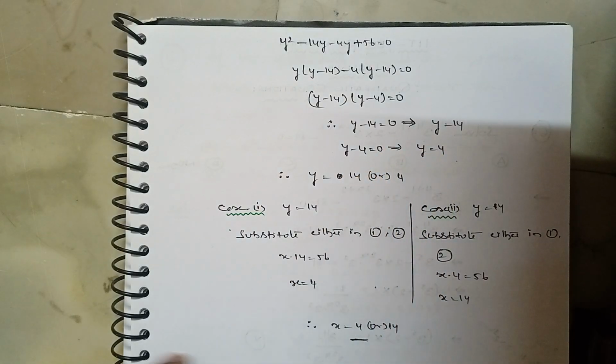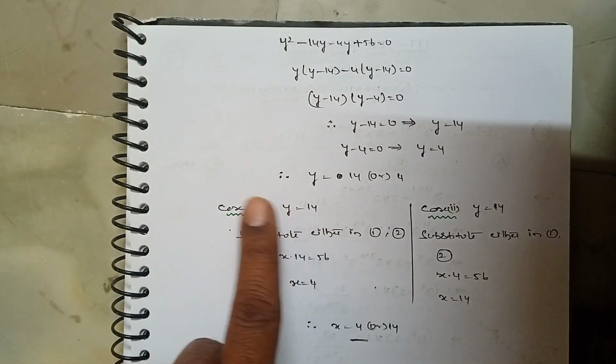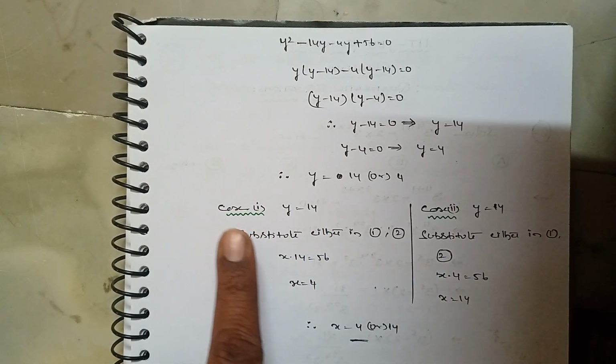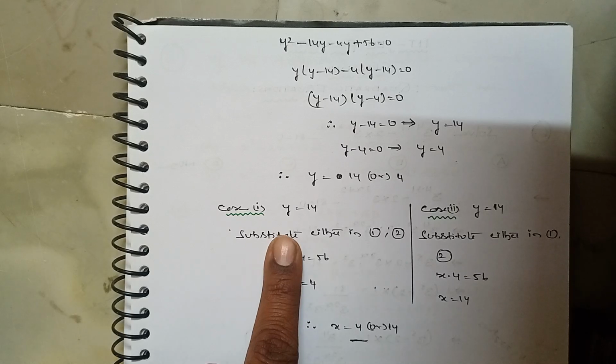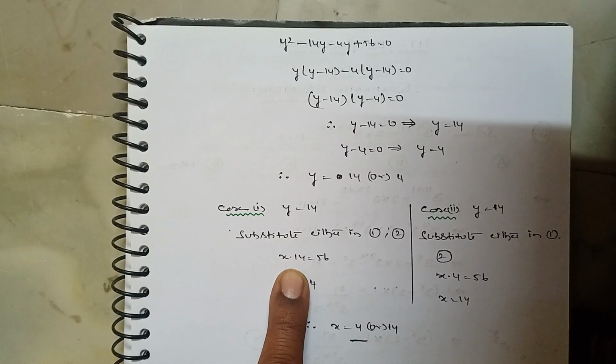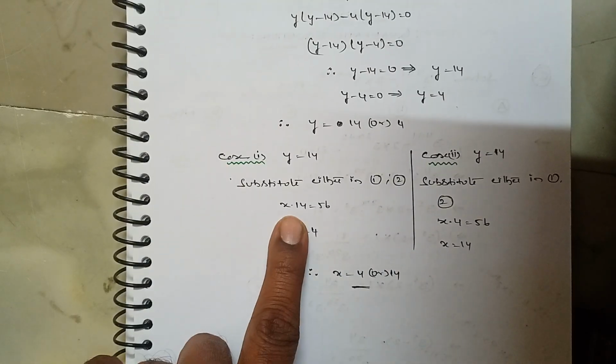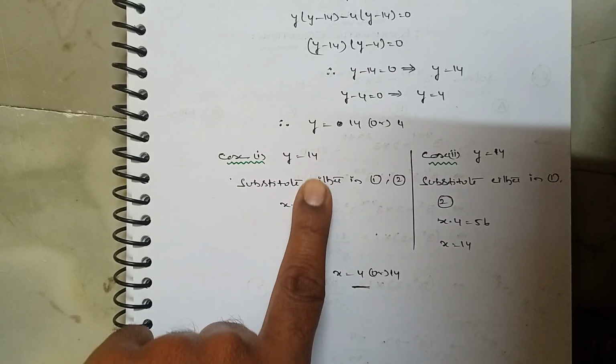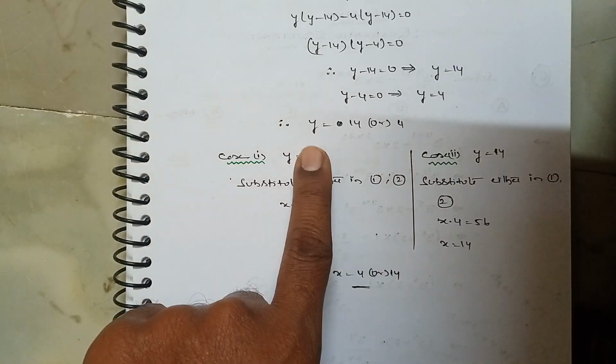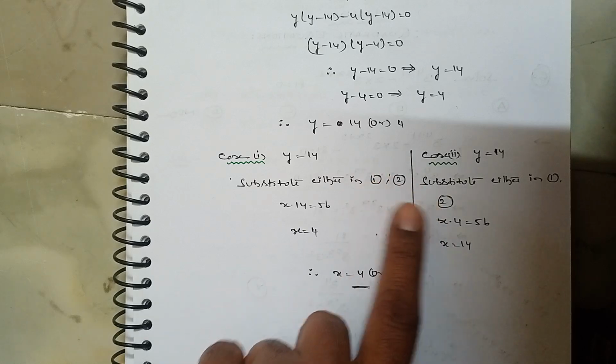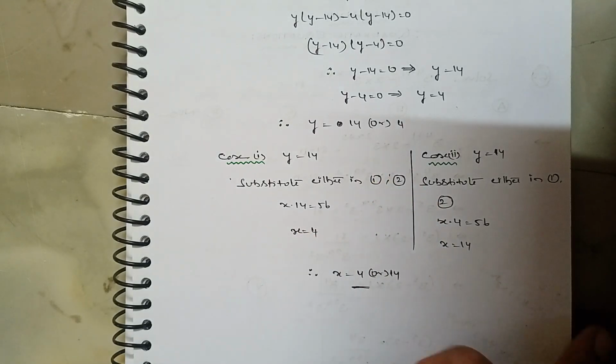We got the y value. What about the x value? Substitute this y value in any one of the equations, either 1 or 2, and simplify, we get the x value, guys. I substitute in equation 3, that is xy equal to 56. In place of y, I replace it by 14. Because we got two values, we need to find two values, guys. So x equal to 4.